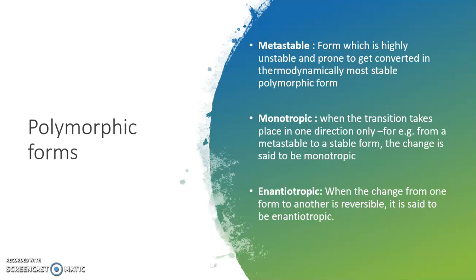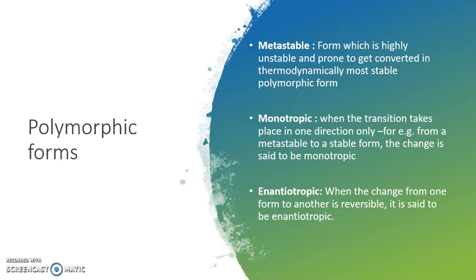So a metastable polymorphic form is the one which is highly unstable and prone to get converted into the thermodynamically most stable polymorphic form. Monotropic, when the transition takes place in one direction only. For example, from a metastable to a stable form, the change is said to be monotropic. Enantiotropic, when the change from one polymorphic form to another is reversible, then it is said to be enantiotropic.